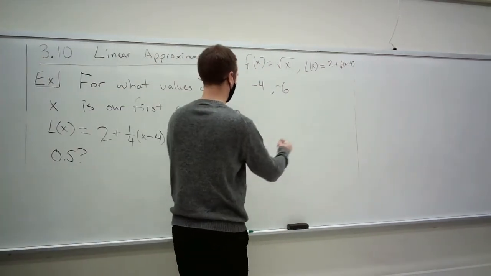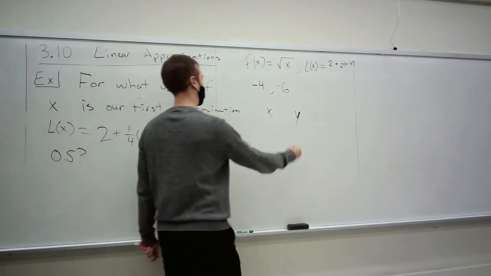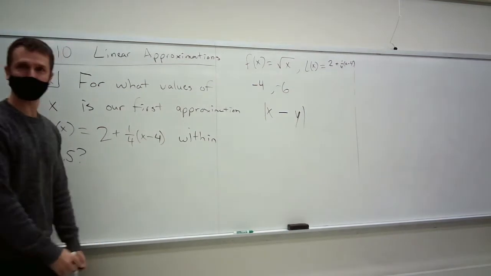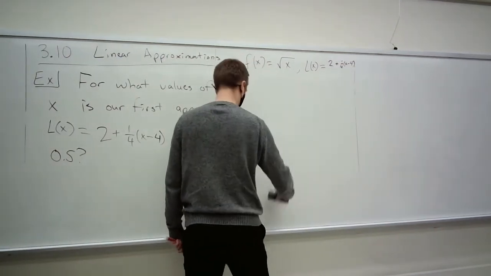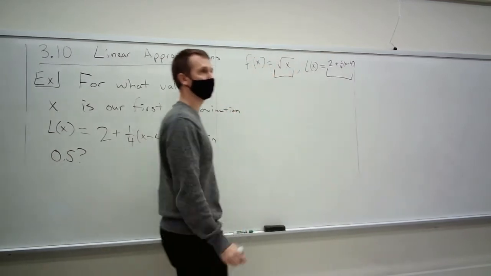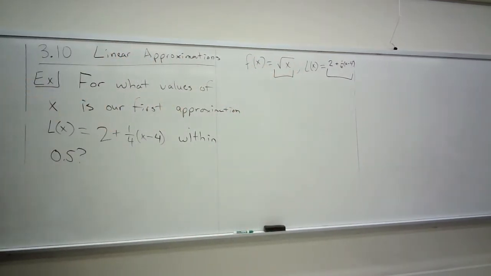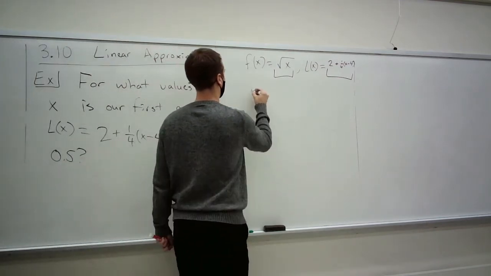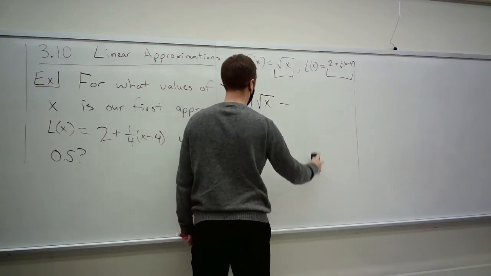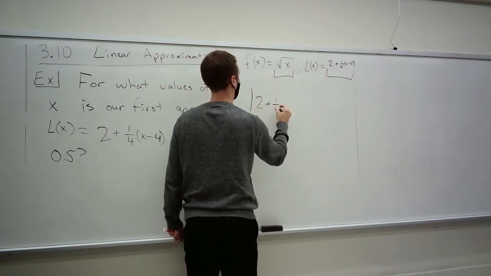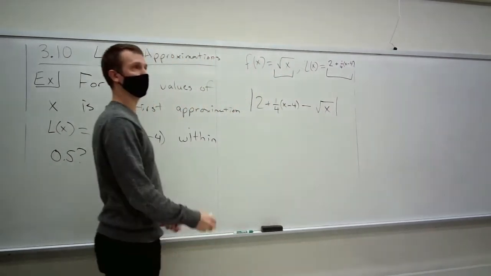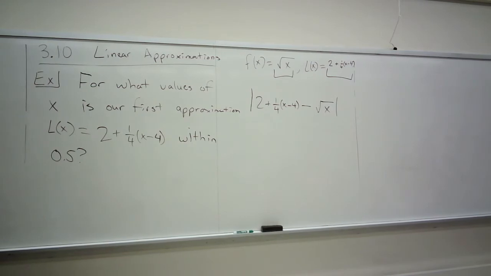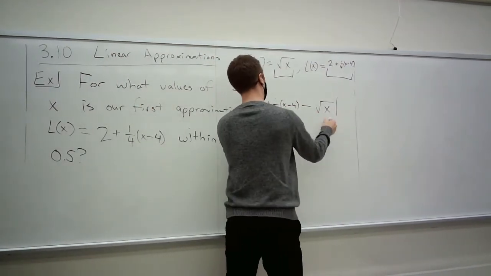Take the absolute value. So if I give you any two numbers, x and y, to find the distance between them, you subtract and then take the absolute value, right? Any two numbers. Here's a number, here's another number. If I give you x, square root of x is just some number. And 2 plus a quarter of x minus 4 is just another number. So how far apart are they? The absolute value of number 1 minus, you know what, I'm going to write it the other way so we don't have to distribute the negative sign. 2 plus a quarter of x minus 4 minus the square root of x, that's the first number minus our second number. This tells you how far apart those are. This tells you how close our approximation is to the actual function.